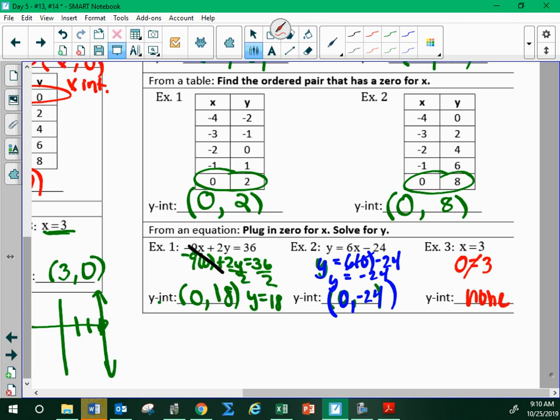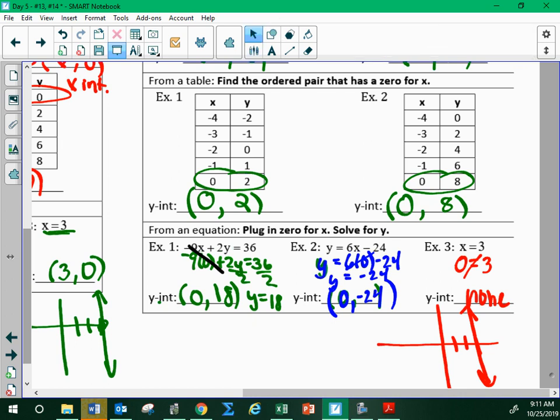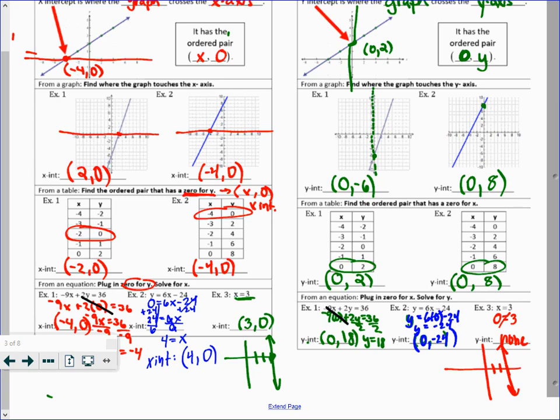0 never equals 3. Let me show you what's happening with this. It doesn't ever cross our y-axis. So if I were to graph this, this is my graph. Does this red line ever cross my y-axis? No, so that's why we don't have one. Sneaky, sneaky. Okay, flip it over to the back side. Just something else.